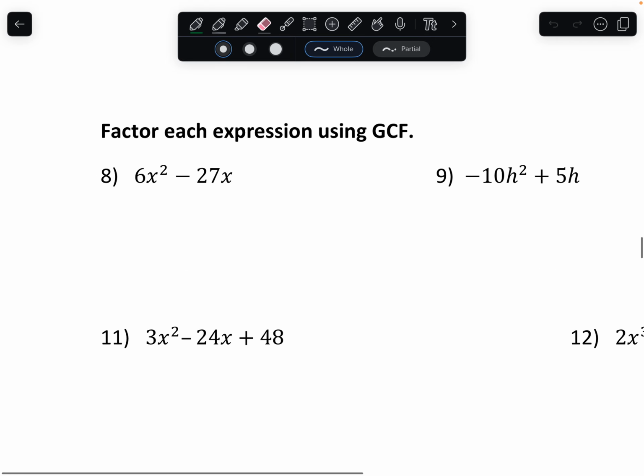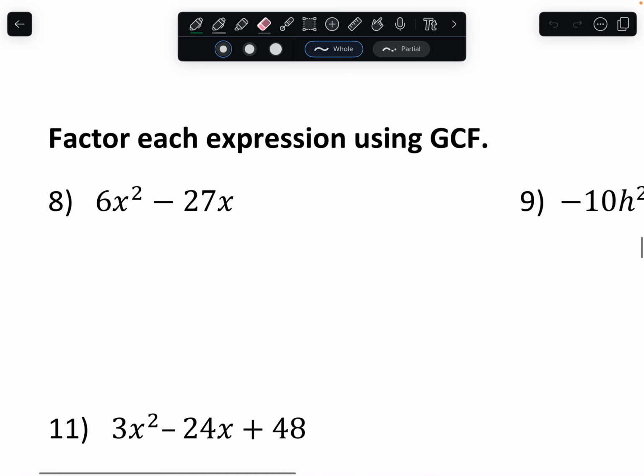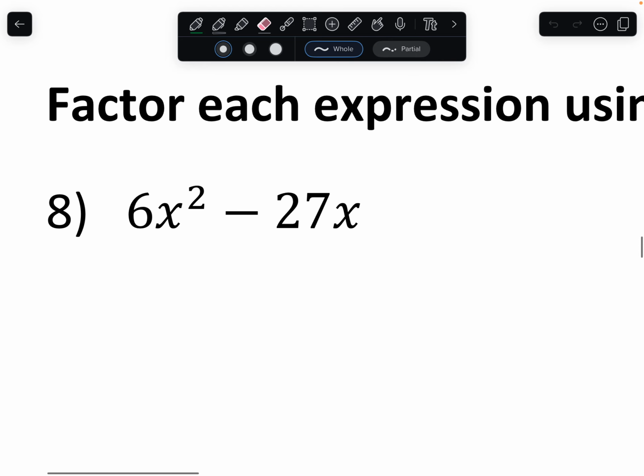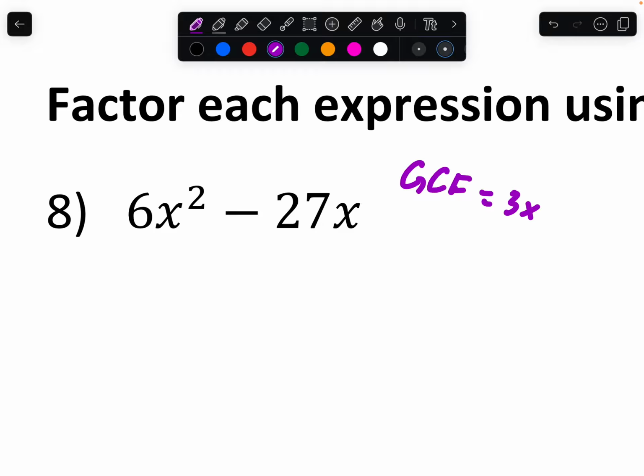So when we're doing factoring using GCF, what we're looking for is just numbers that the terms have in common or variables that the terms have in common. So look at 6 and know that 6 is made up of 2 times 3 and 27 is made up of 9 times 3, so they both have 3's in them. And then both terms have an x in them. So that GCF is 3x.